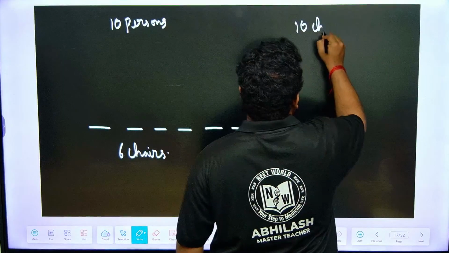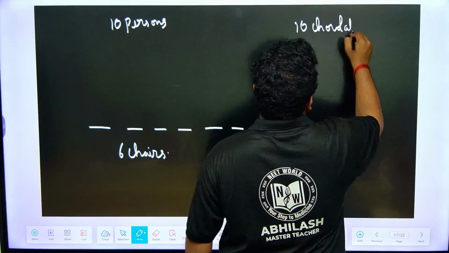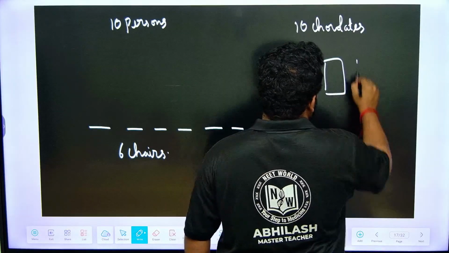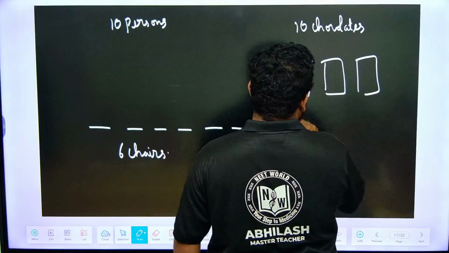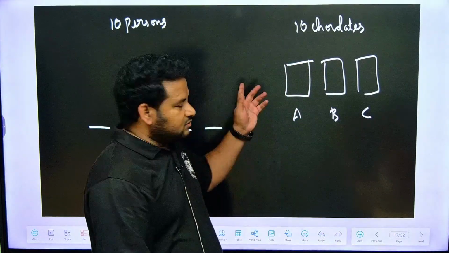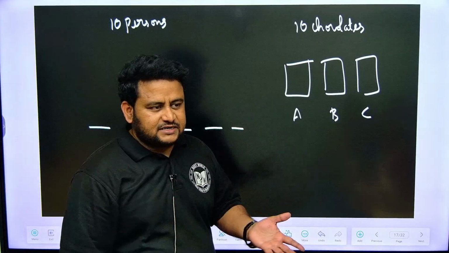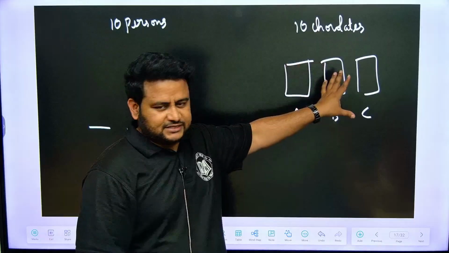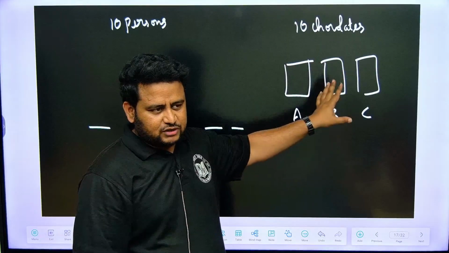10 chocolates, 3 people: person A, person B, person C. Now, you have to know arrangement is completely different from distribution. 10 chocolates I have to distribute among A, B, C.